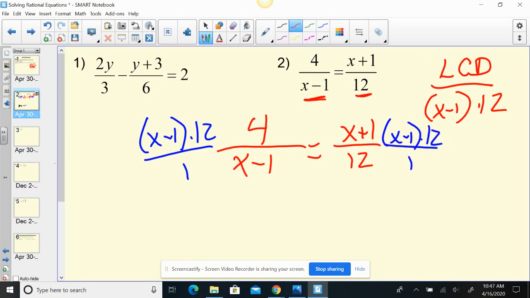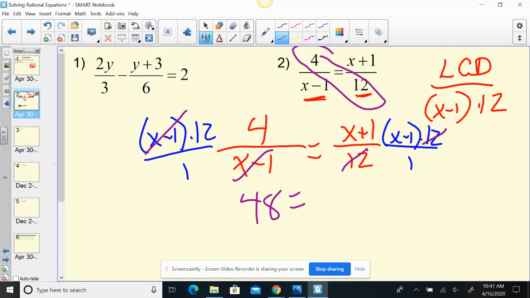Now I'm going to cross out any tops and bottoms I see. So x minus 1, 12 times 4 is 48. That would be the same thing as if I just cross multiplied. Some of your teachers said the butterfly method. Most of us advanced math teachers don't like that.